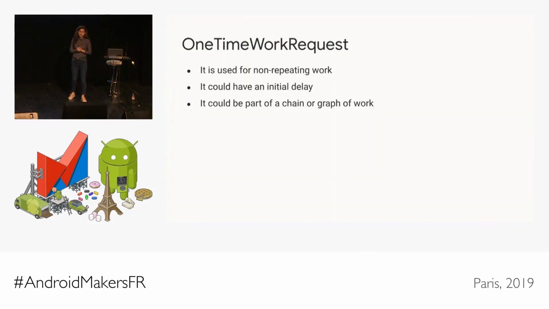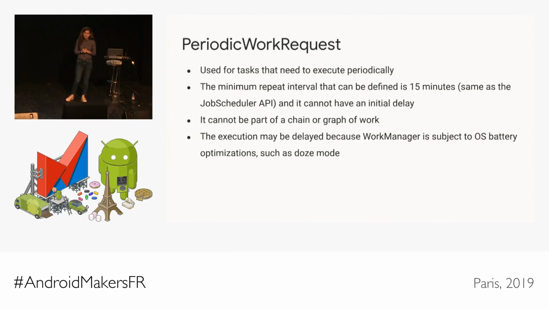So OneTimeWorkRequest is used for non-repeating work. It could have an initial delay, and it also could be chained. PeriodicWorkRequest is used for repeating tasks. The minimum repeat interval that can be defined is 15 minutes, and it's extended from the job scheduler API. It cannot have an initial delay, and also it cannot be chained.